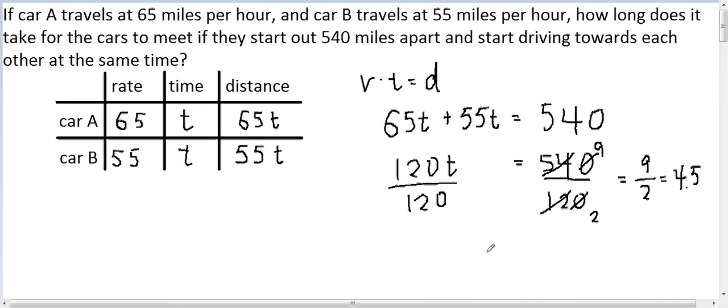This 4.5 is the time in hours, and so if we want to use minutes to write out the decimal part of this time, we get that the time that the two cars need to travel before they meet would be 4 hours and 30 minutes. Since 0.5 hour means half of an hour, and if we convert half of an hour to minutes, it will be 30 minutes.